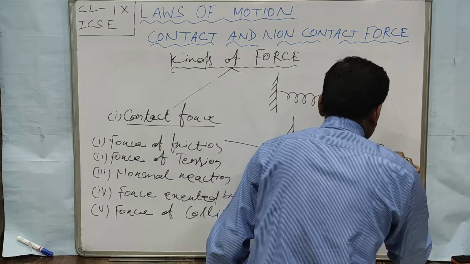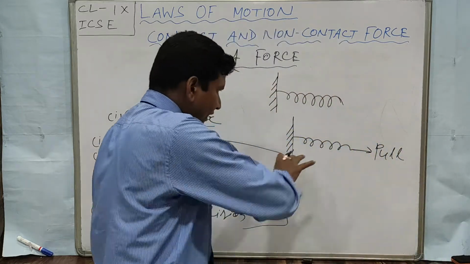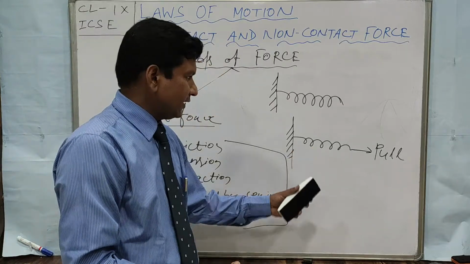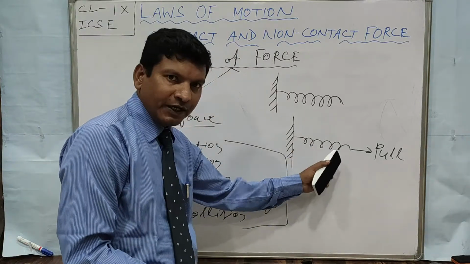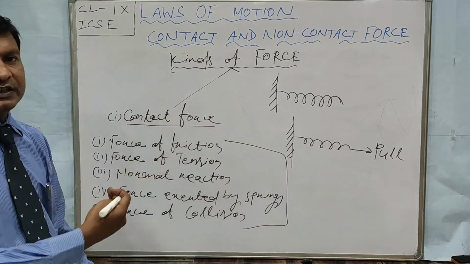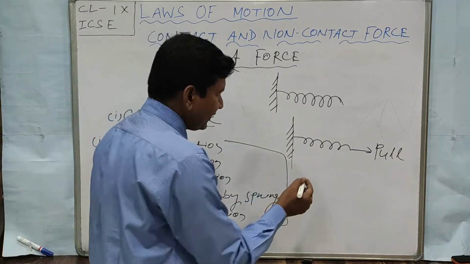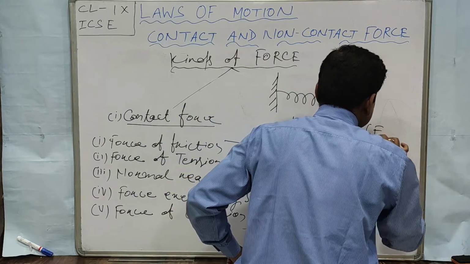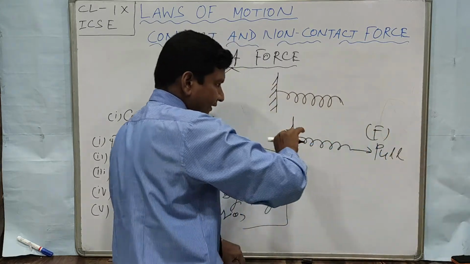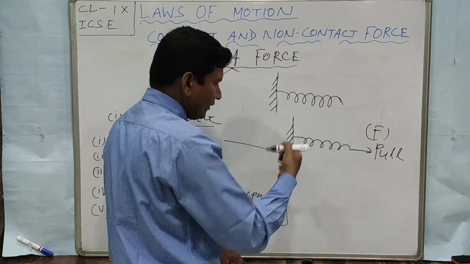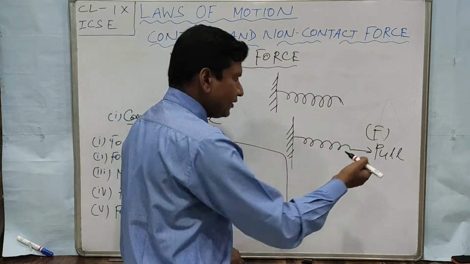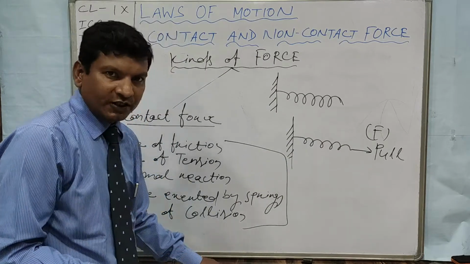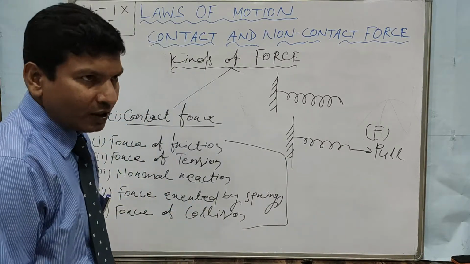I am pulling the spring along this direction. When I am pulling the spring along this direction, another force acts on the spring in the opposite direction of its displacement. Displacement is happening along this direction. Since I am pulling the spring, the force is acting along this direction. This is the force acting onto the spring. Now another force acts on the spring in the opposite direction of the displacement. That is known as your restoring force or force due to the spring.